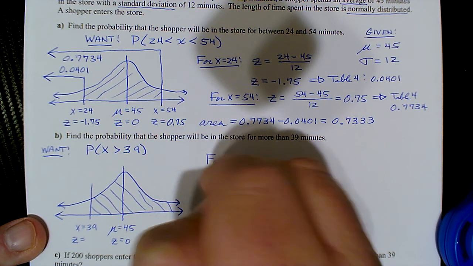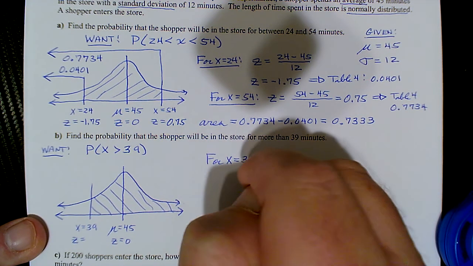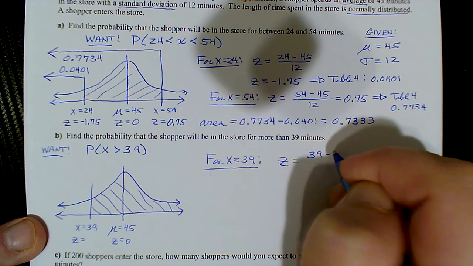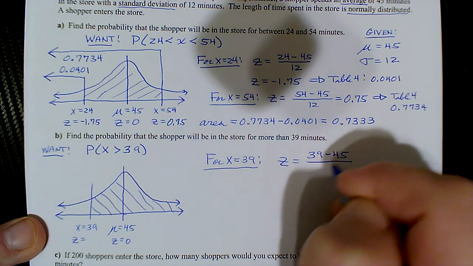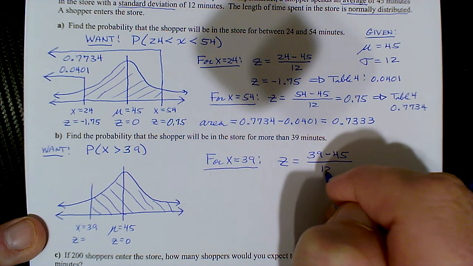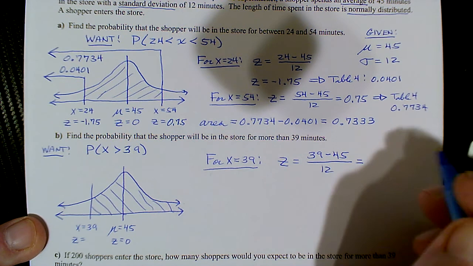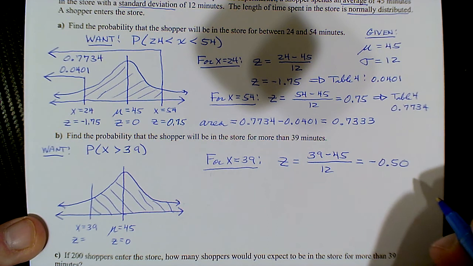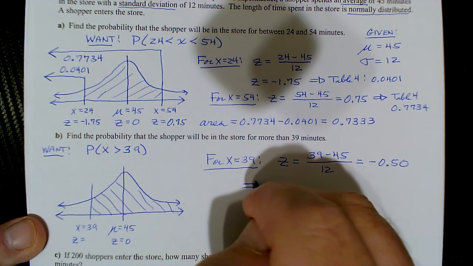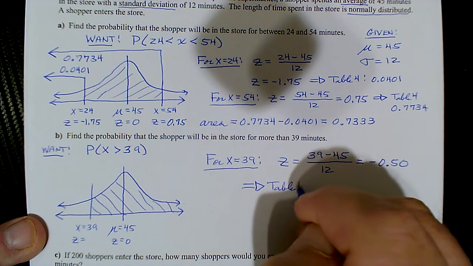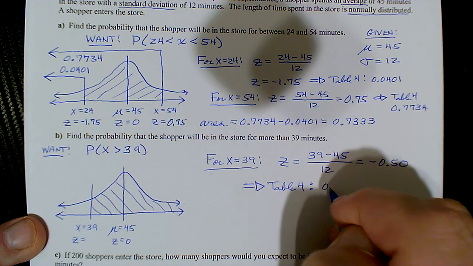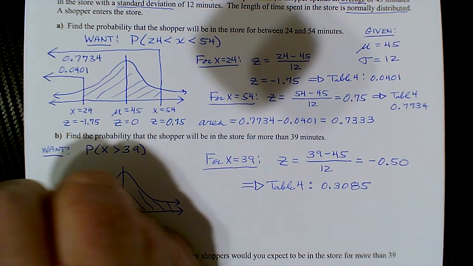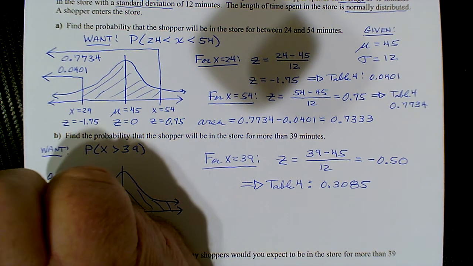And do the calculation of the z-score for x equaling 39. We have z is 39 minus the mean 45 over the standard deviation of 12. Gives us a z-score of negative 0.5. I'll add a 0 there. And then we go to table 4. And that gives us 0.3085. So let me label that with my left cumulative arrow.